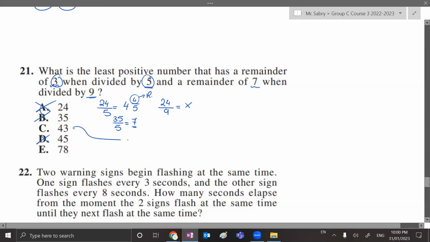So I'll try 43. 43 divided by 5 on the calculator, then shift SD, gives me 8 and 3 over 5. The remainder here is 3, just as he said. Good. Now I'll try dividing by 9. 43 divided by 9, then again shift SD, gives me 4 and 7 over 9. So this remainder here is 7, as they said. So it's true. It's definitely C, it is right.